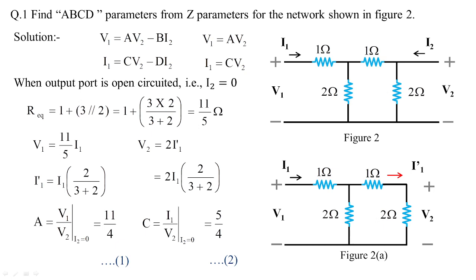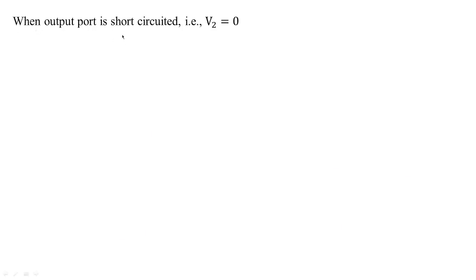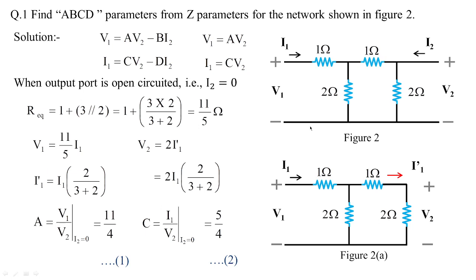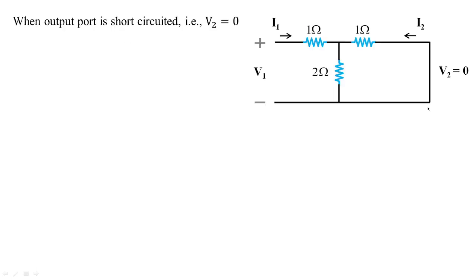Now what we have to do? We have to take the output port and short circuit it. When you short circuit this output port, you have this figure 2. When you short this, this point gets shorted. The short wire overcomes this 2 ohms, hence 2 ohms becomes dummy, and you are left with the T network connected with a short wire. So this is how the circuit looks. Now V2 is 0 but not I2.